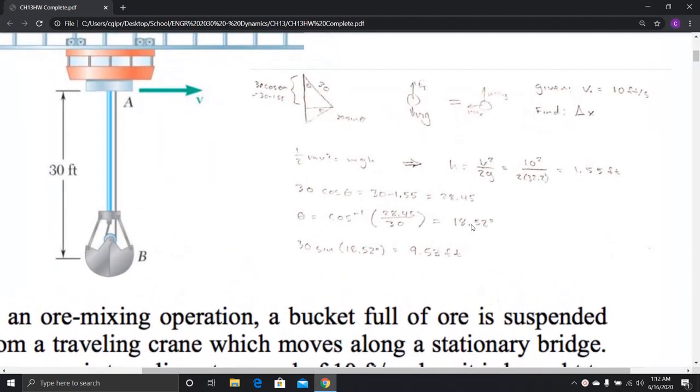So I go ahead and draw my diagrams, looking for delta x here. I realize that all of the kinetic energy is going to get transferred into potential energy, so I'm just able to solve for h. That height is going to be about 1.55 feet that it's going to swing up. But I'm not asked for the vertical distance, I'm asked for the horizontal distance.